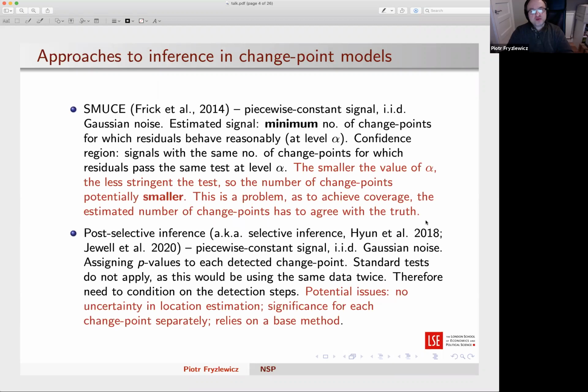Now, what have people been doing in this area, in the space of quantifying uncertainty for change points? There was a pretty significant paper, a Royal Statistical Society discussion paper a few years ago, where the authors proposed an algorithm called SMUS. What is SMUS? SMUS is an algorithm for constructing confidence regions for piecewise constant signals containing change points.